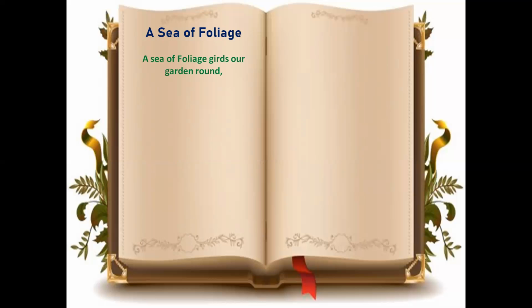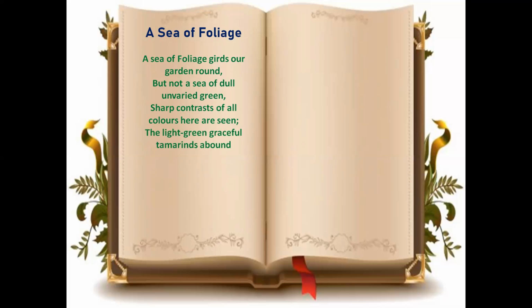A sea of foliage girds our garden round. In the above line, the poetess wants to say that the greenness of the trees is spread all around the garden as if the sea is surrounding the house, but not a sea of dull, unvaried green. Sharp contrast of all colors here are seen. The poet goes on to elaborate that the foliage is not a single monotonous green. It comprises a variety of colors that makes the garden look beautiful.